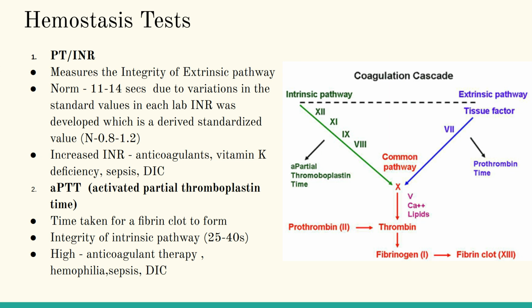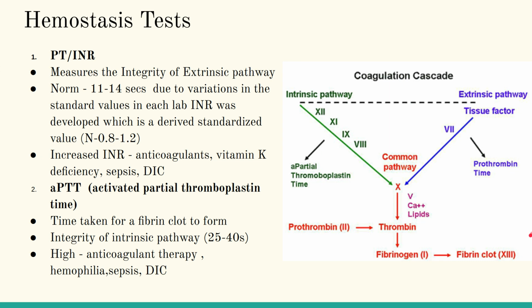So because of that, there is something called the INR, which is the International Normalized Ratio. This is a standardized value that can be used anywhere in the world. So the normal INR is 0.8 to 1.2, and increased INR would indicate the use of anticoagulants like warfarin and vitamin K deficiency, sepsis, and DIC.